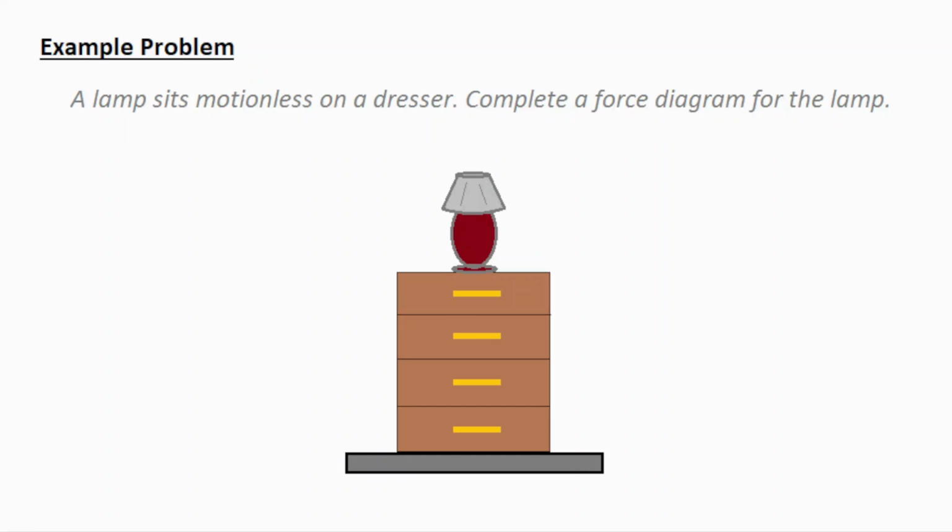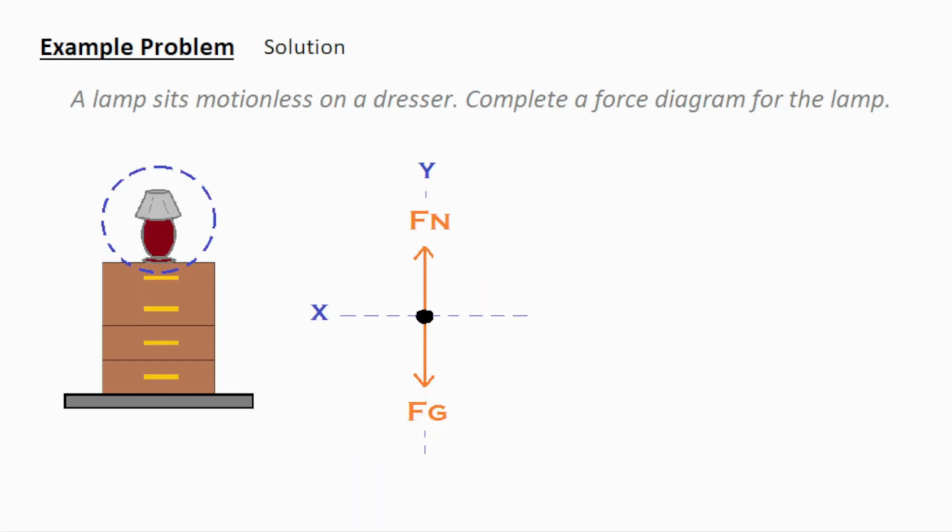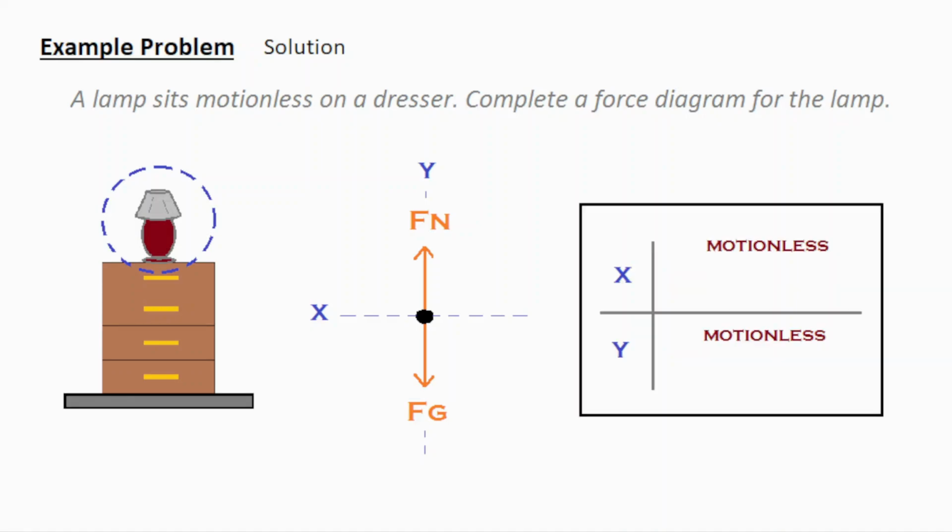We have a lamp sitting motionless on a dresser. My object is the lamp. There are 2 forces acting on the lamp, a downward force of gravity from Earth and an upward normal force from the dresser. While this lamp is at rest, it is motionless in each dimension, so forces should be balanced in each dimension. Left and right, there are no forces, so 0 equals 0, no equation is necessary, but vertically, the normal force is balanced with the gravitational force to explain why the object is not moving up or down.